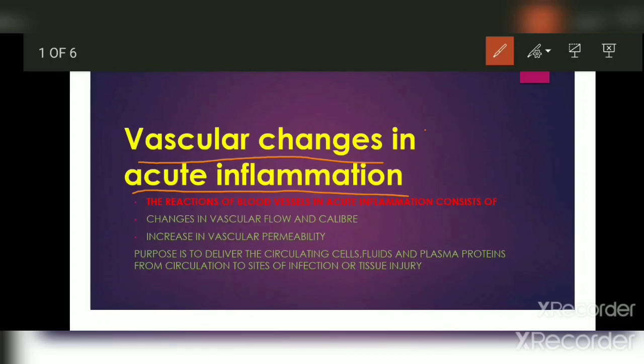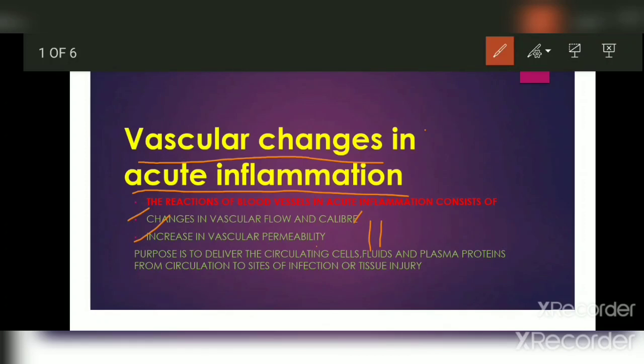So the reactions of blood vessels in acute inflammation consist of, firstly, changes in vascular flow and caliber, and next, increase in vascular permeability. So these are the two reactions of the blood vessels in acute inflammation. What are they? First is changes in vascular flow and caliber. Second is increased vascular permeability.